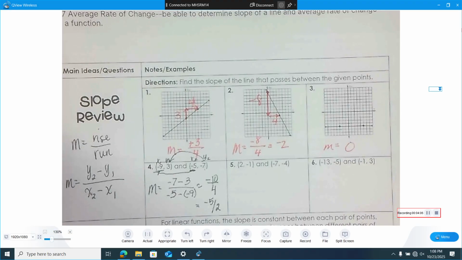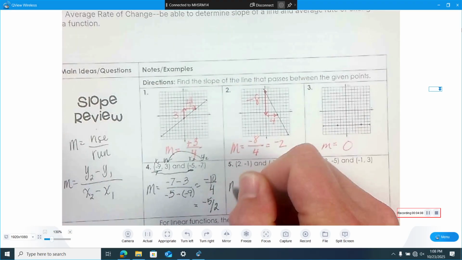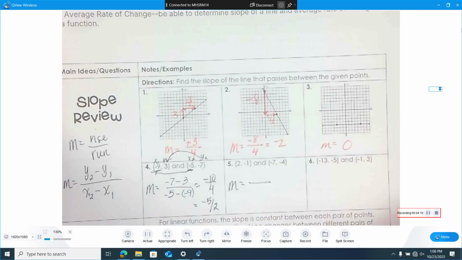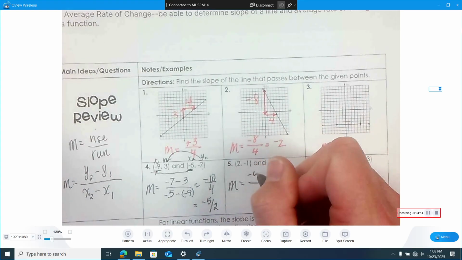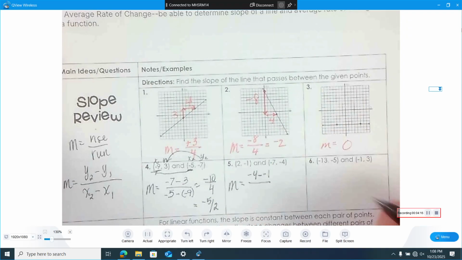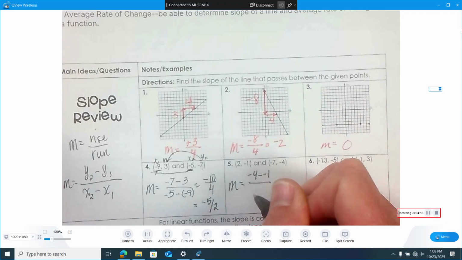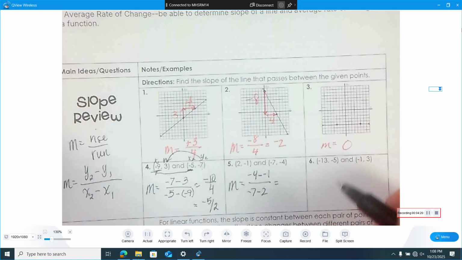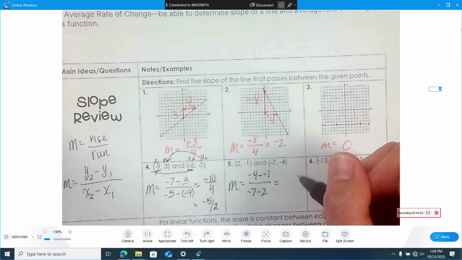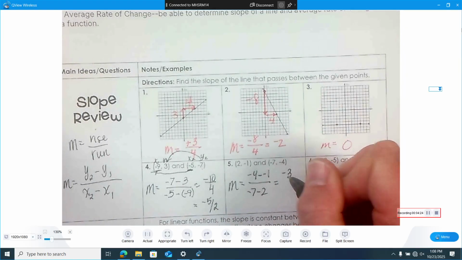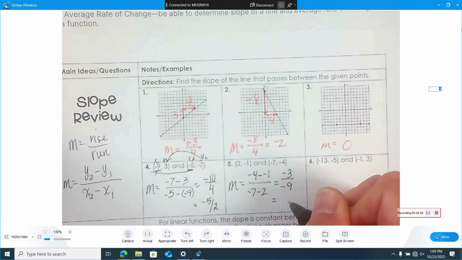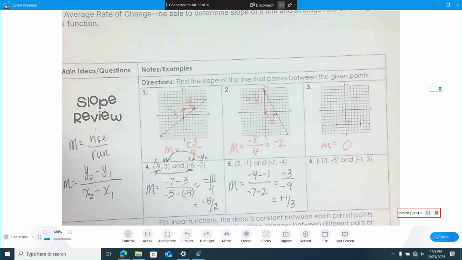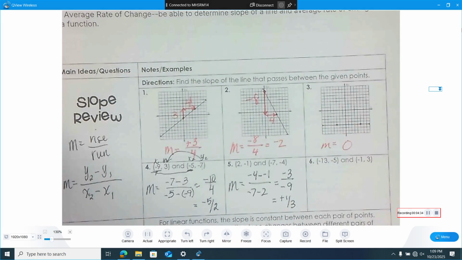All right, so on number 5, we're going to do the slope. What should I write down? Negative 4 minus negative 1 over? Good, excellent. So again, minus a negative is really plus, so negative 4 plus 1 is negative 3 over negative 9, which reduces to, negative divided by negative is positive, 1/3. Very good. Okay, that's excellent.